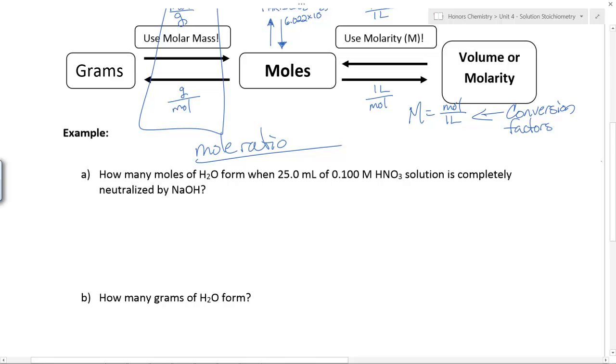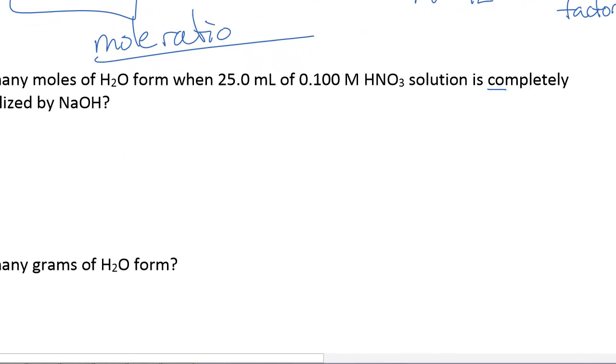So to go through a simple example of this, we're going to figure out how many moles of water form when 25 milliliters of 0.100 molar nitric acid solution is completely neutralized by NaOH. The key thing to key in on here is the phrase completely neutralized. Basically that means you don't have to worry about there being any leftover acid or base at the end. It just completely reacts, 100%.